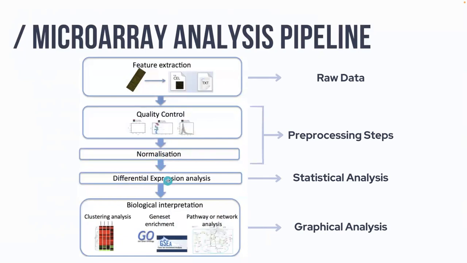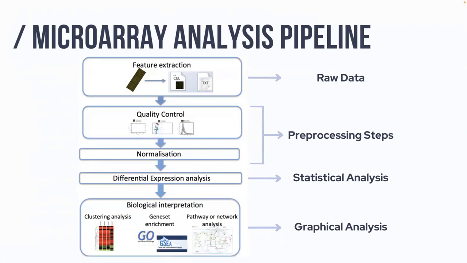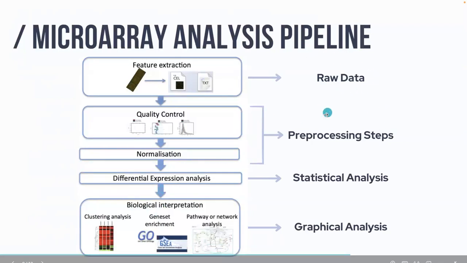Okay, and then from there, we do differential expression analysis to make sure that the genes that the cDNA fragments were associated with are statistically significant. And from there, we can do biological interpretation, so clustering, gene set, pathway, network analysis. And I know this is a lot, but to break it down, going back to the exploratory data analysis pipeline, we're basically looking at that raw data, pre-processing it, doing statistical analysis and graphical analysis.